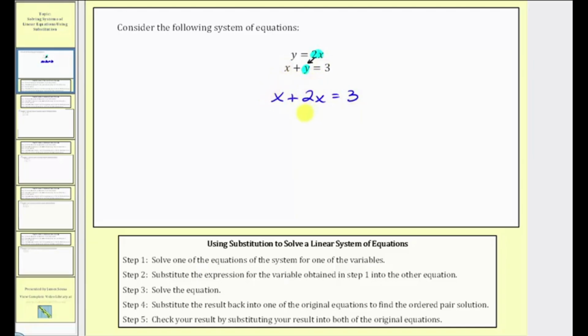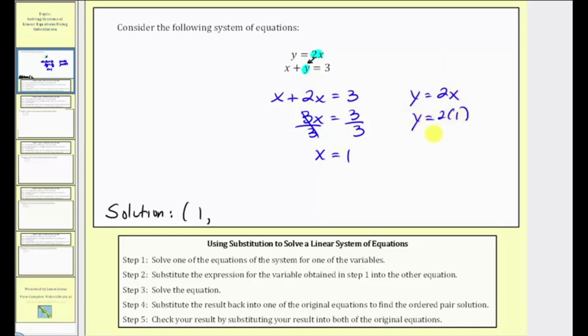x plus 2x equals 3x. So we have 3x equals 3, dividing both sides by 3. Notice how we get x equals 1. So for our ordered pair solution, the first value is going to be 1. Now that we know that x equals 1, and we also know y equals 2x, because that's one of the given equations, if we substitute 1 for x, we'd have y equals 2 times 1, and therefore y equals 2. So the solution to this system is the ordered pair (1, 2).